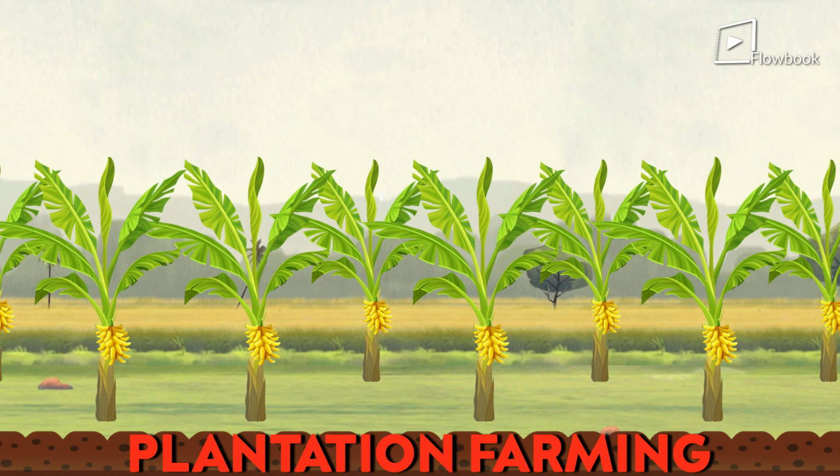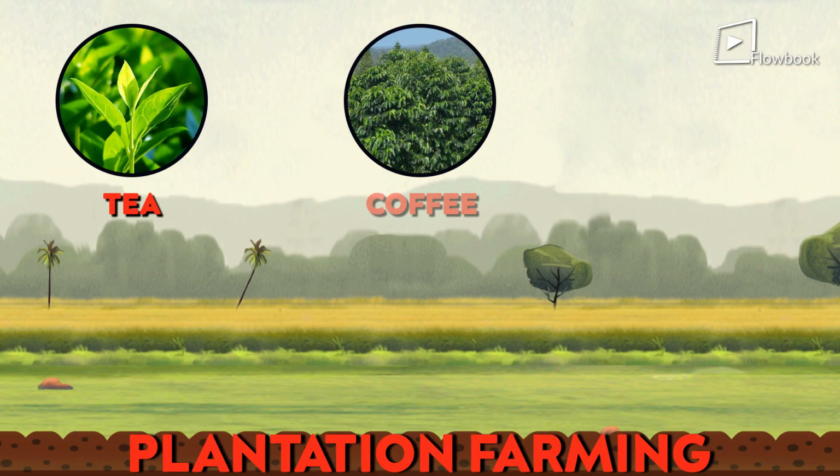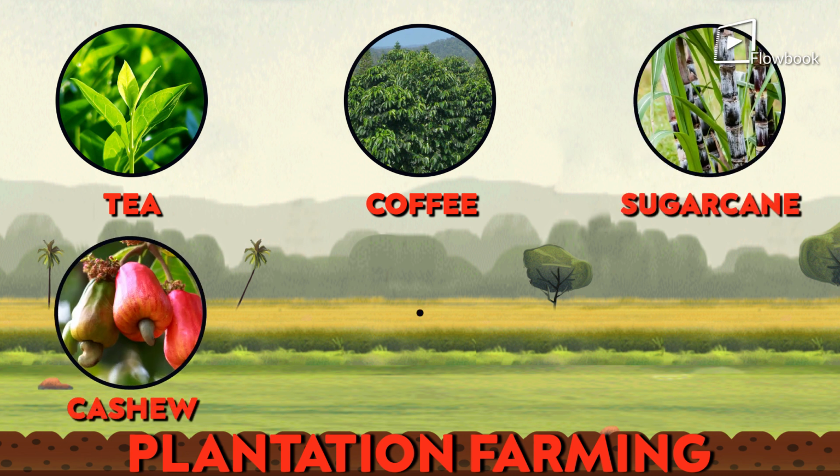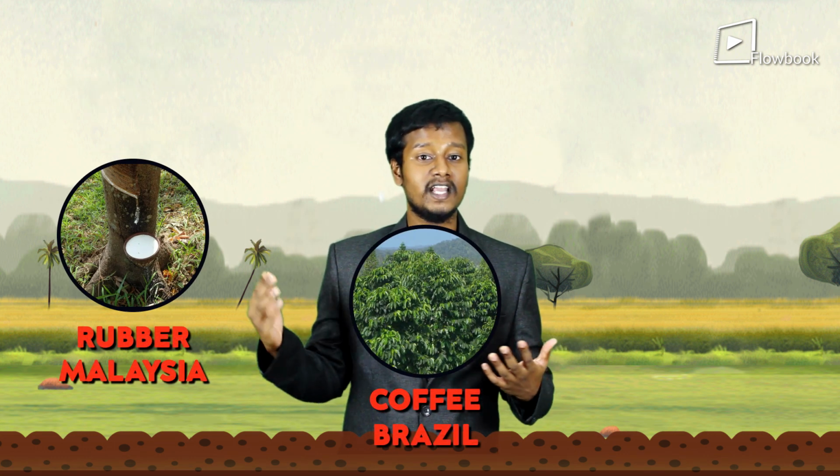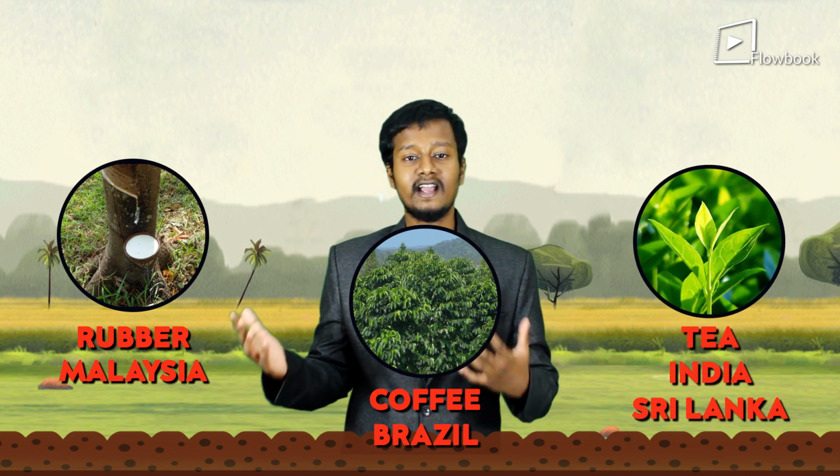Other kinds of single crops which are grown in plantations across massive lands are tea, coffee, sugarcane, cashew, rubber, and cotton. Whatever is produced in plantation agriculture is usually processed at the farm itself or in a nearby factory. Because the produce is large, transportation is a key element in plantation farming. Major plantations are found in the tropical regions of the world. For example, rubber in Malaysia, coffee in Brazil, tea in India and Sri Lanka.